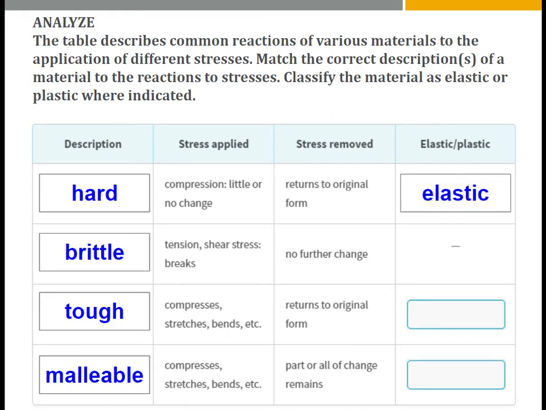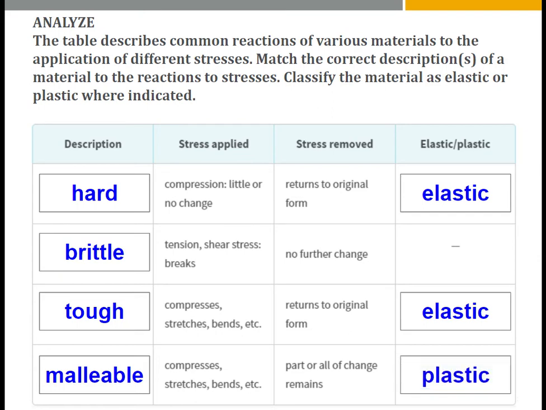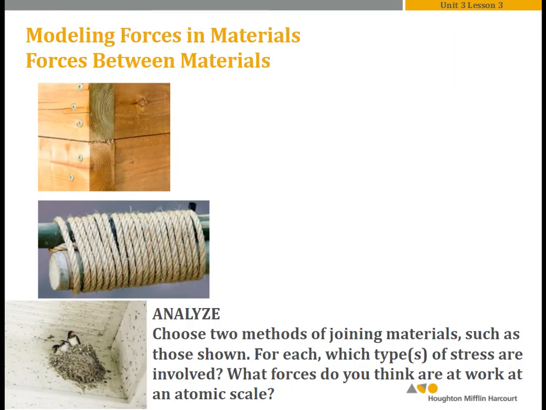If the object returns to its original form after being compressed, if it was a hard object that returns to its original form, then we call that elastic. If it was a tough material that returns to its original form, we refer to that as elastic. And a malleable material where part or all of the change remains, that is a plastic deformation. It might seem weird to think of a metal as plastic or a hard substance as elastic, but to an engineer, these terms describe the behavior rather than the substance.